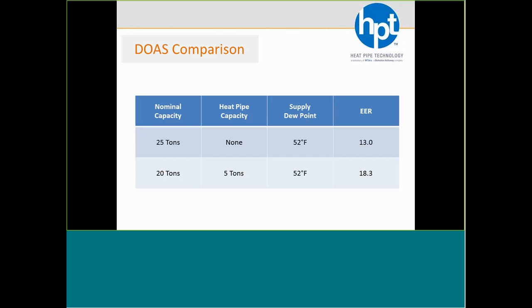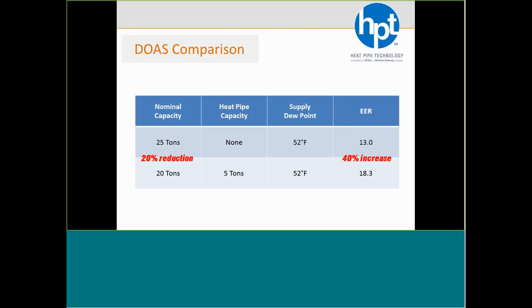But this is a number I got from someone else. So let's say we put a wraparound heat pipe on it. Well, now if we need 25 tons, we don't need a 25-ton unit because the heat pipe is going to handle some of that cooling load for you. So you could get away with a 20-ton unit that has a heat pipe doing 5 more tons for you. So you've got a net 25-ton unit, still getting down to that 52-degree dew point. But the key here is that, one, you just made the unit smaller.